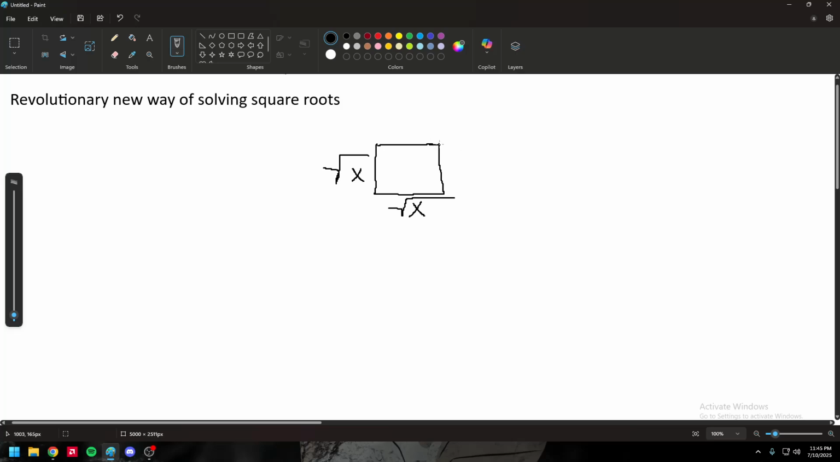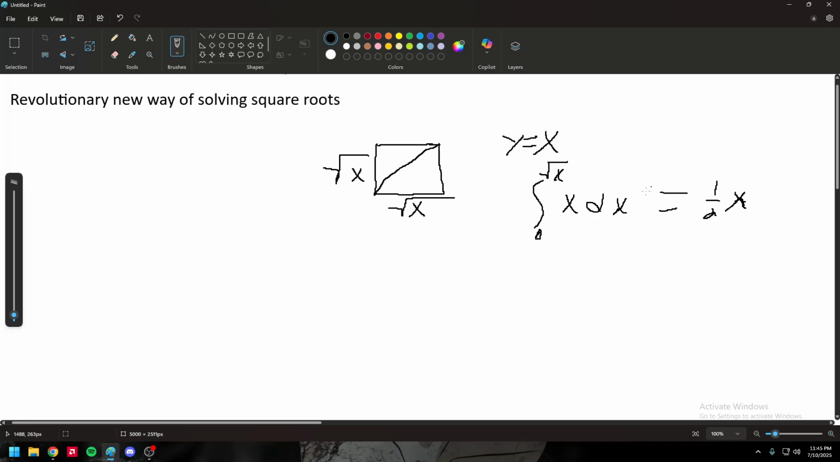So, now let's draw a line through that. Now, how do we get the area under this line? We need an integral. But what is the equation of this line? It's just going to be y equals x. So that means we do the integral from 0 to the square root of x dx. And that equals 1/2 of x.